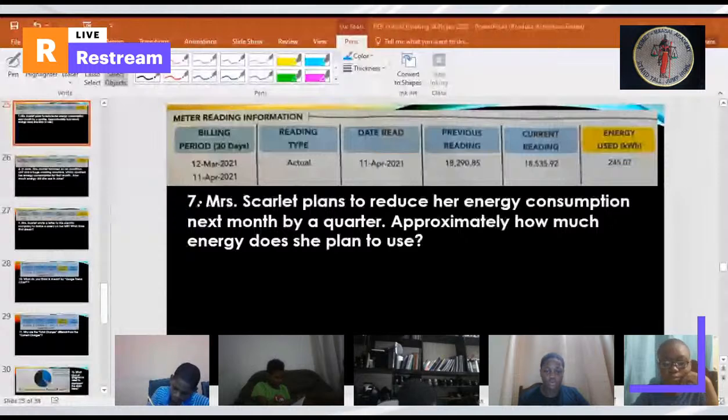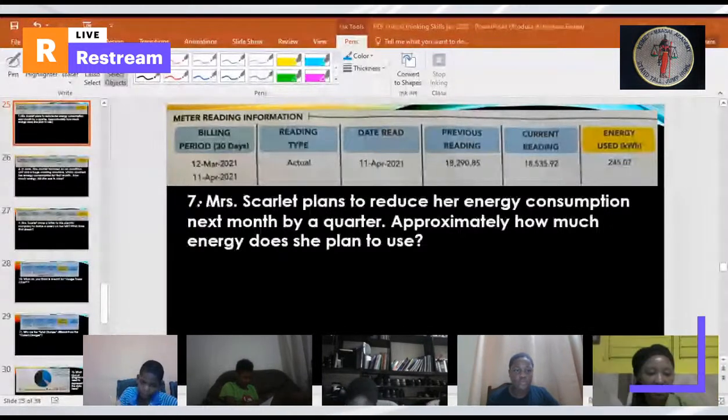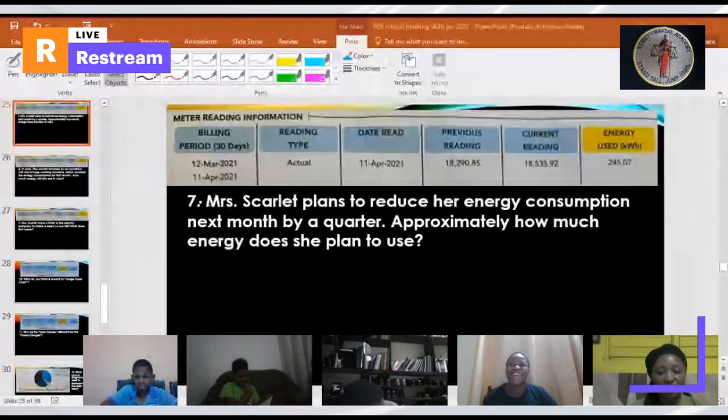So first thing we did was we found a quarter of the money. And now we are to subtract it from the money because she wants to reduce it by a quarter. All right, so how much is left? How much is she going to use?